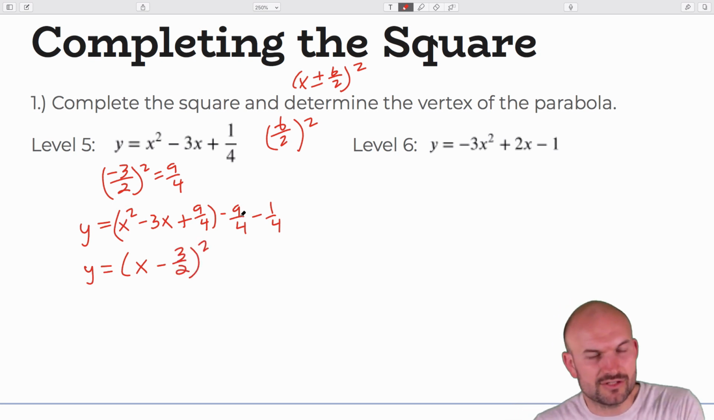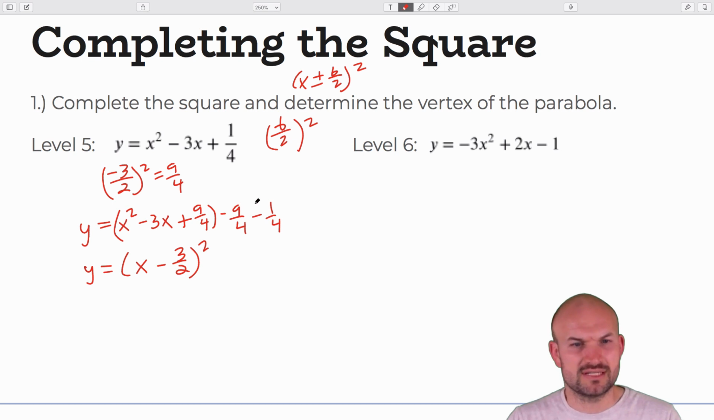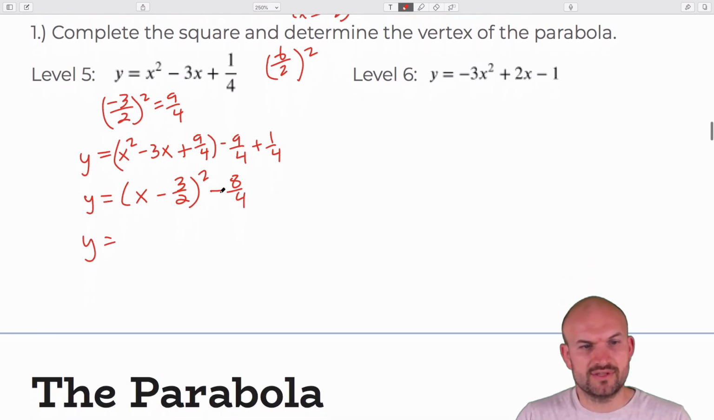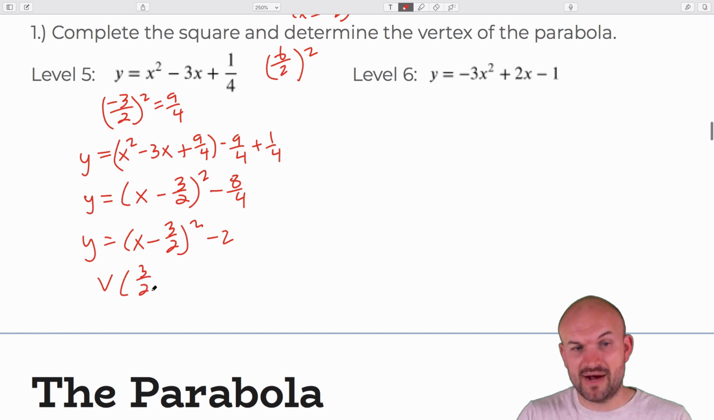And then this is going to be a negative 9/4. That's supposed to be a plus, sorry. And then that becomes a negative 8/4, which is 2. So this problem actually has x minus 3/2 quantity squared minus 2. So my vertex is actually not that bad. It's just going to be a positive 3/2, positive 2.